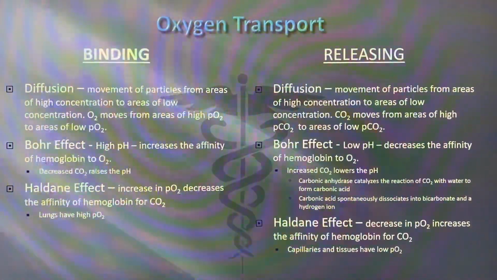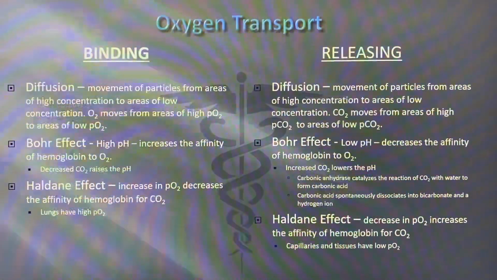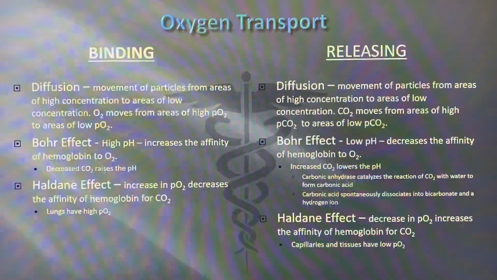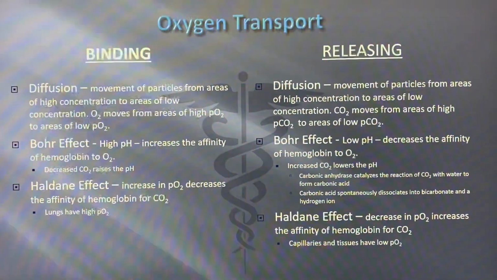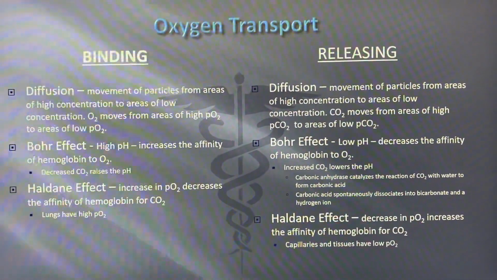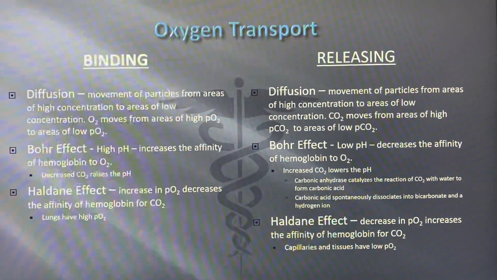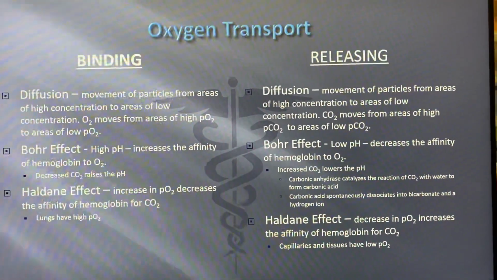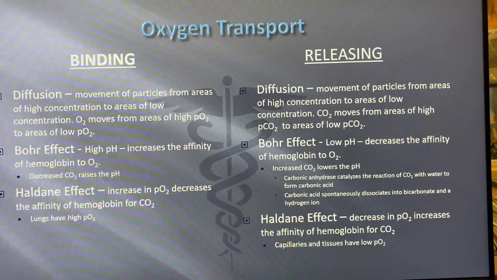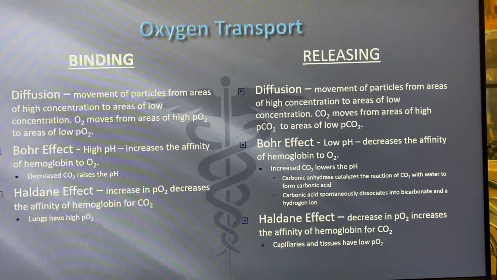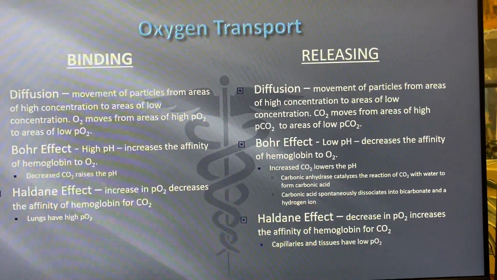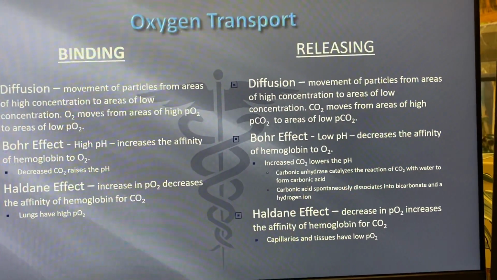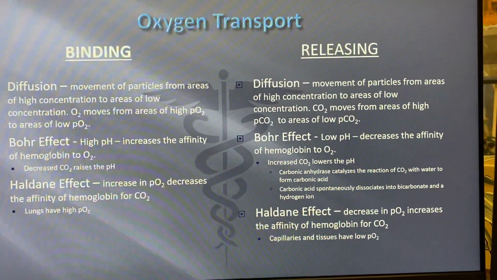Now, the converse of that basically is the Haldane effect. And that says that increases in partial pressures of oxygen decrease the affinity of hemoglobin for CO2. So whereas the lungs have a high PO2, that high PO2 decreases the affinity of hemoglobin for carbon dioxide, and so then it's released at the lungs, and then the CO2 is dispersed into the alveola, diffused.